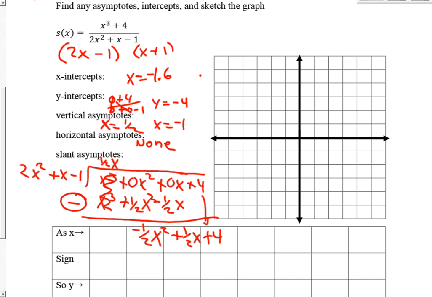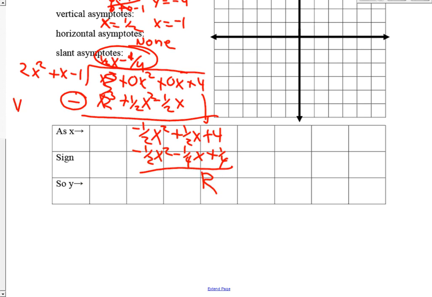And what do I multiply to get from 2x squared to negative 1/2 x squared? Negative 1/4, right? So negative 1/4, and I'm going to get negative 1/2 x squared minus 1/4 x plus 1/4. And whatever I get down there is my remainder that I don't care about. All I care about is that quotient. So my slant asymptote is y equals 1/2 x minus 1/4. Okay?